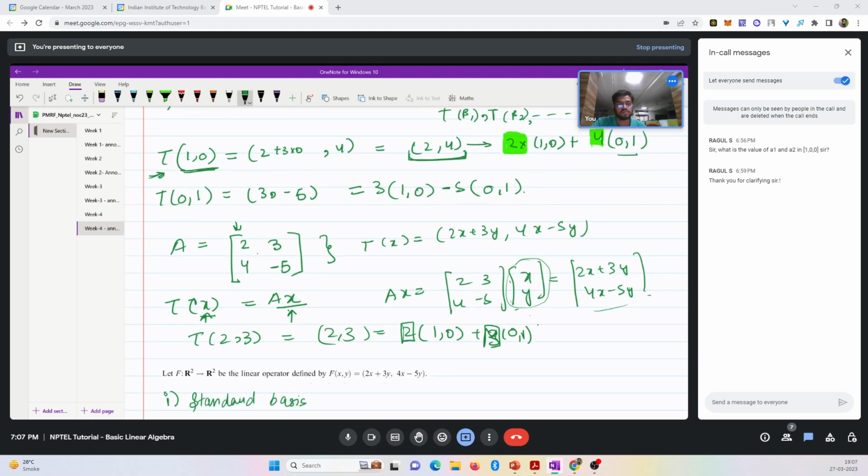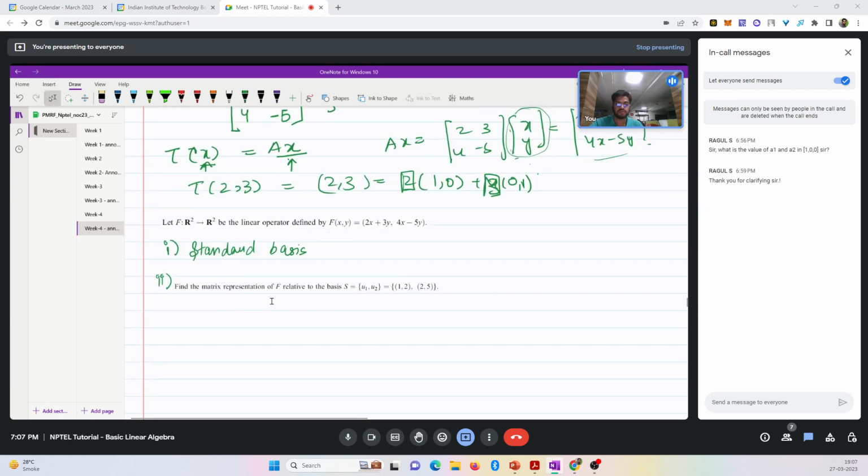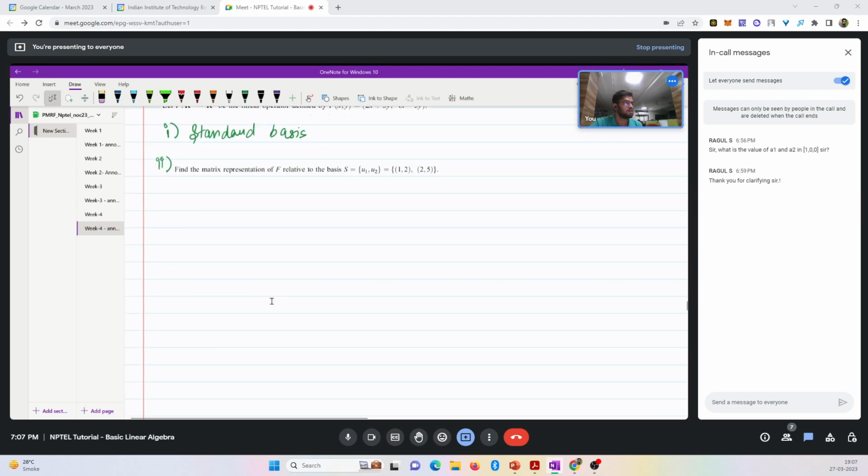Okay. So any doubt on how we represent a vector like this? Or when we have another basis, it would be more clear. Okay, I'll first go for the second basis also, and then if there is some doubt, I'll address it.